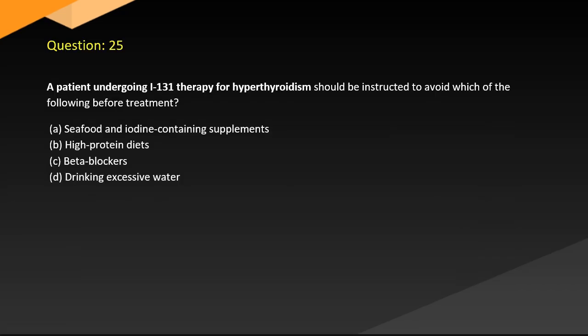Question 25. A patient undergoing I-131 therapy for hypothyroidism should be instructed to avoid which of the following before treatment? A. Seafood and iodine-containing supplements. B. High-protein diets. C. Beta blockers. D. Drinking excessive water.